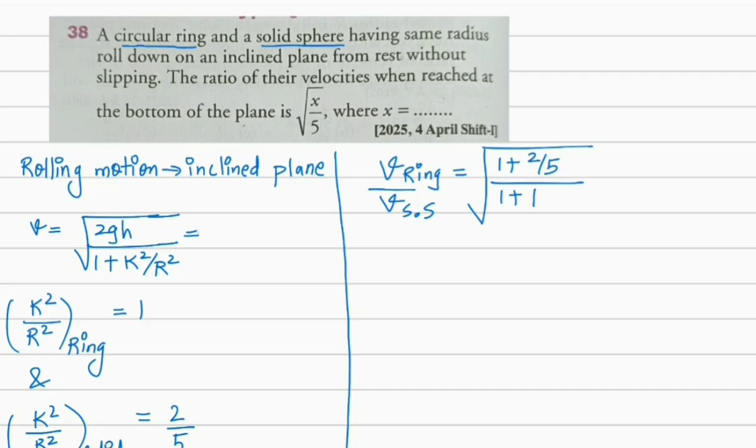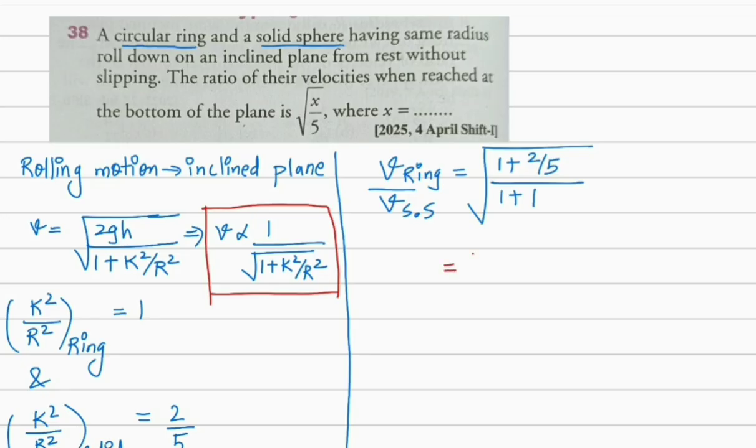Just as you can observe, 2gh everything is constant, so v will be inversely proportional to square root of 1 plus k square by r square. Obvious? That is the reason on the LHS I took the velocity ratio of ring divided by solid sphere. But on the RHS I took solid sphere divided by ring because the relation is inverse. Obvious? So next step, you have to do a little maths.